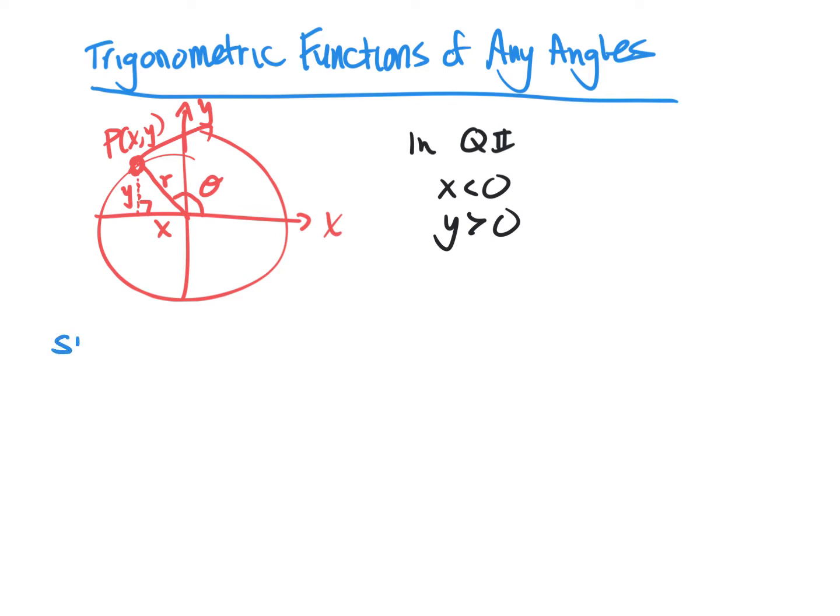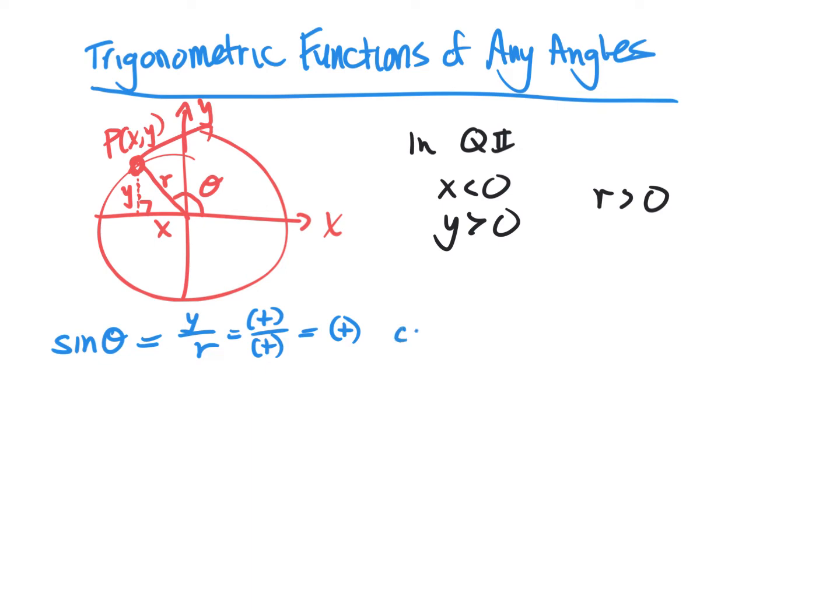Now, recall that sine is y over r, and if our y is positive, and our r, well, r is also going to be positive, because the radius is a positive value. And so we have a positive divided by a positive, and a positive over positive gives us another positive. So we know that sine of theta is going to be positive in the second quadrant.